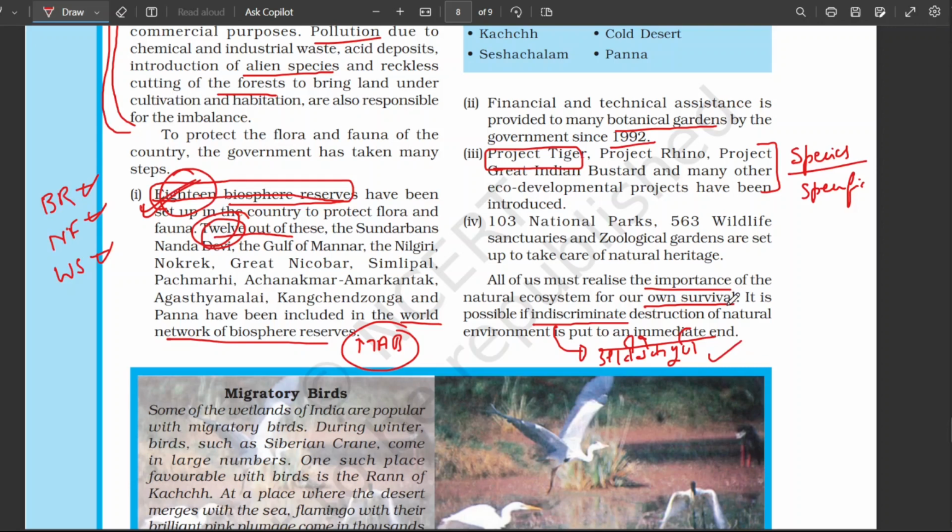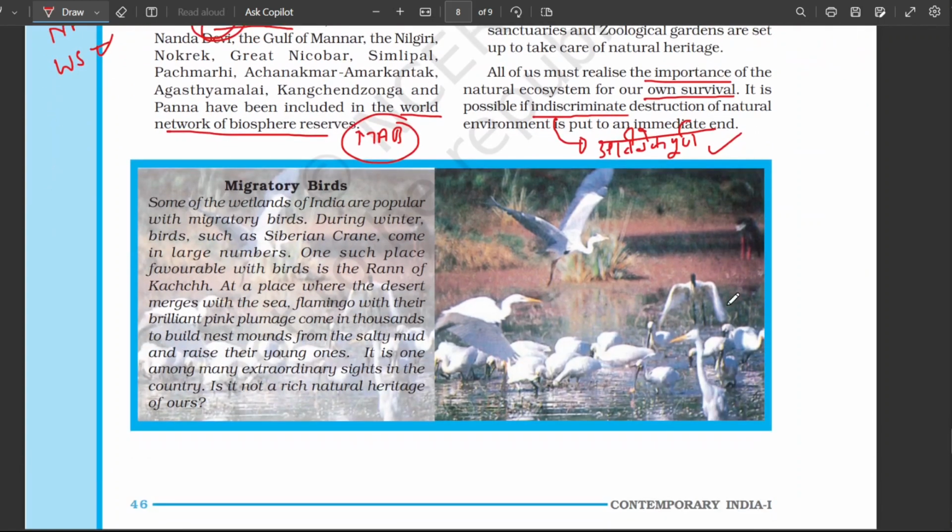So on that note, we will end this chapter. Migratory birds, you can learn about them. Many wildlife sanctuaries are designated where the migratory birds come, and what is the pathway of migratory birds, that is also a very interesting area. So these things you can learn on your own.